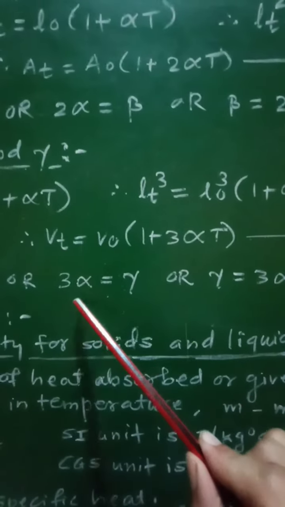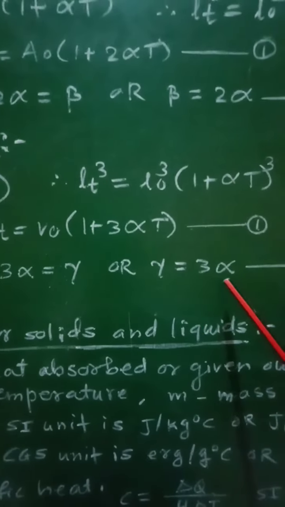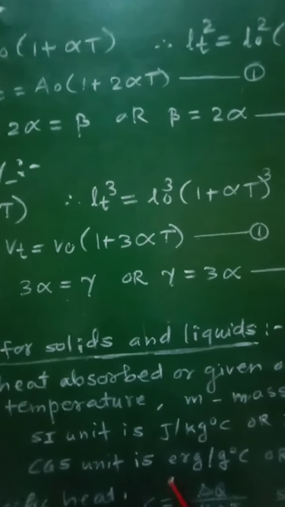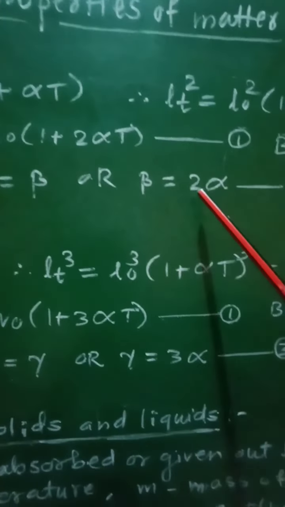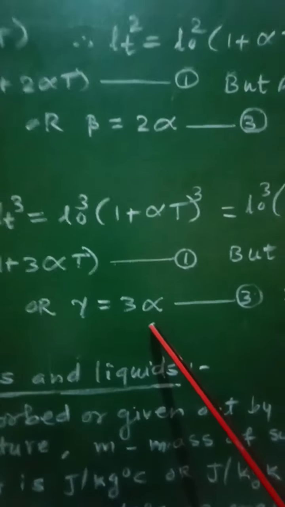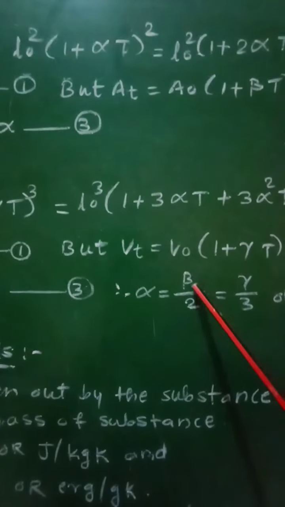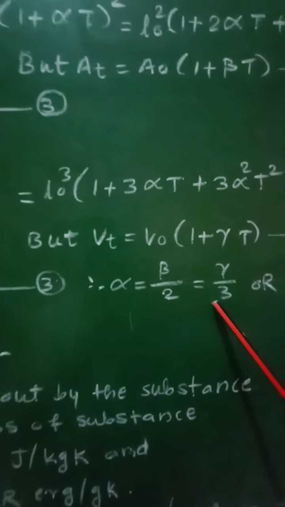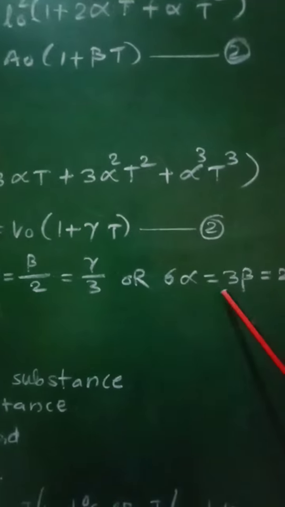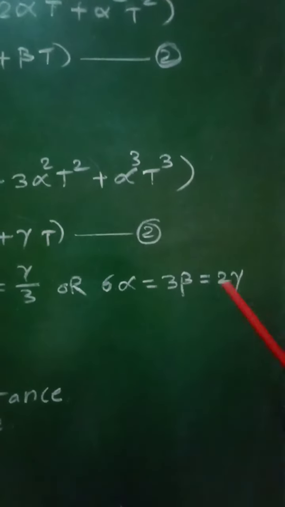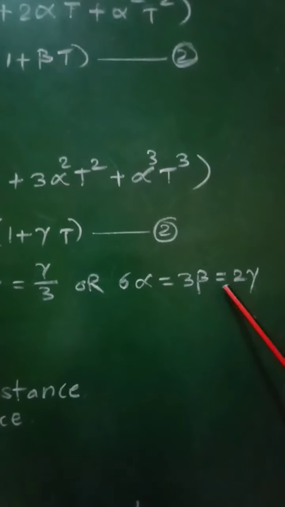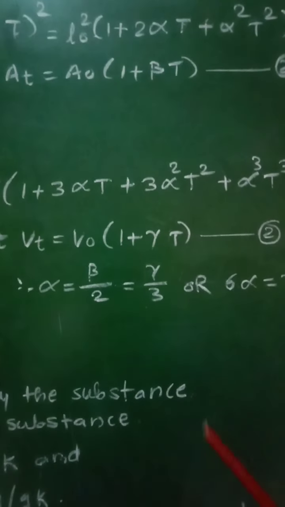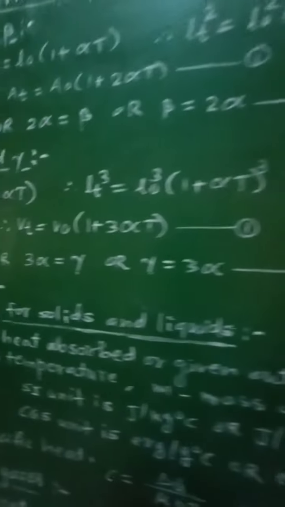So this equation, gamma equal to 3 alpha, represents the relation between alpha and gamma. As beta is equal to 2 alpha and gamma is equal to 3 alpha, we can write alpha is equal to beta by 2 equal to gamma by 3, or 6 alpha equal to 3 beta equal to 2 gamma. These relations represent the relation between alpha, beta and gamma.